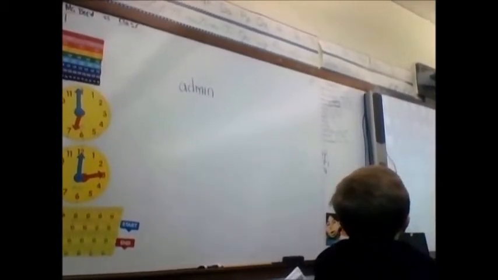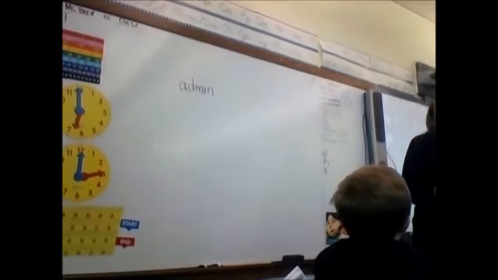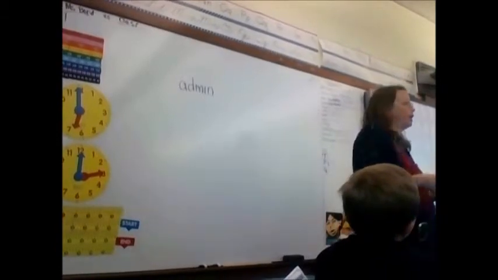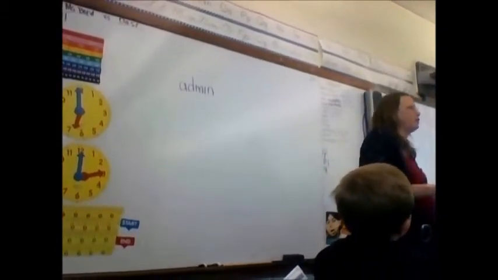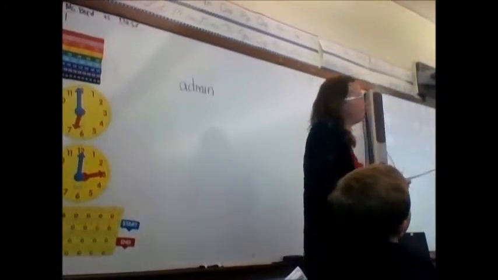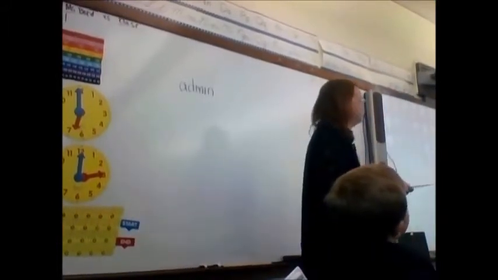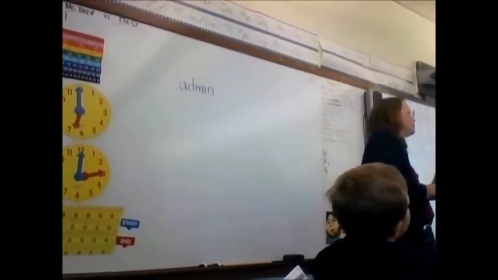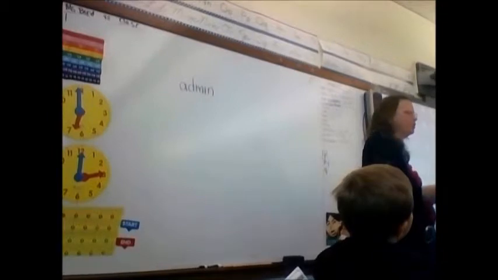Now, can anybody tell me what a simple sentence is? Tori. Just one sentence. And what does it have in it? A subject and a predicate. Okay, and what is another name for a simple sentence? Bailey. Independent clause. There we go.